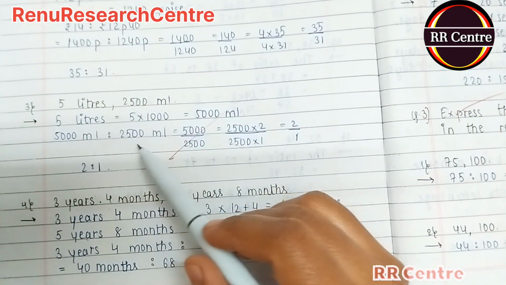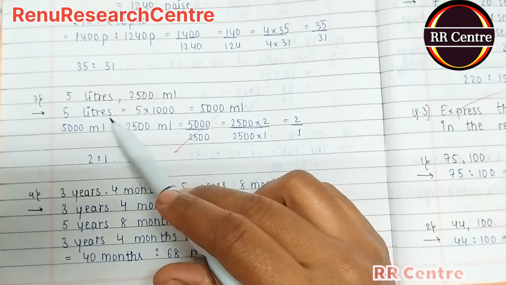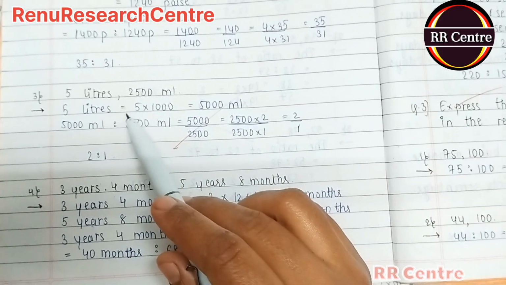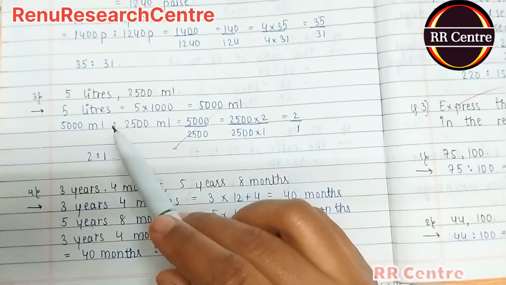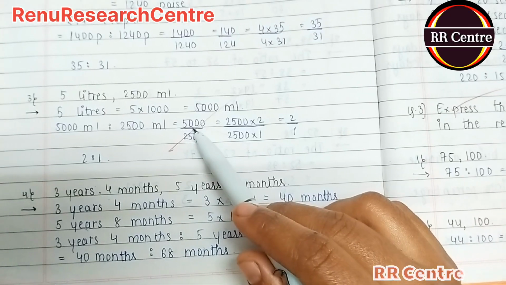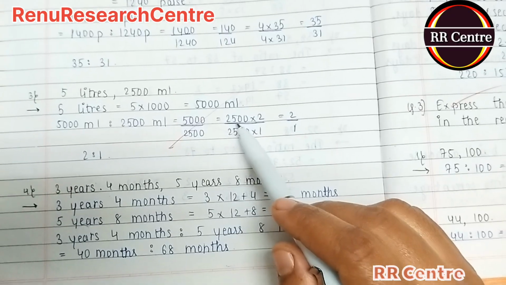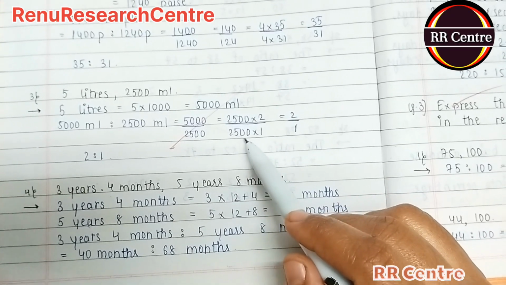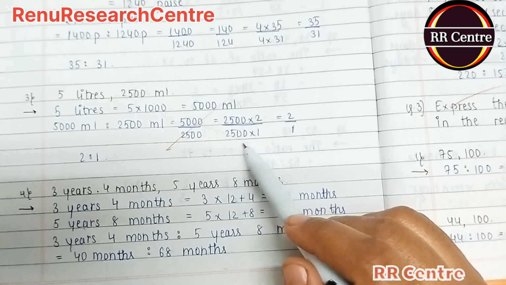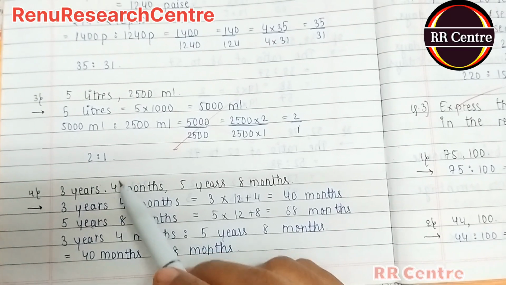So first, 5 liter is there, 1 liter is equal to 1000 ml. So first convert 5 into 1000, which is equal to 5000 ml. Then after that use the ratio form, 5000 upon 2500. So this one gets cancelled in the table of 25, right. 2500 multiplied by 2, and 2500 multiplied by 1. So 2500 gets cancelled and the remaining is 2 upon 1. So this is a ratio of 2:1.